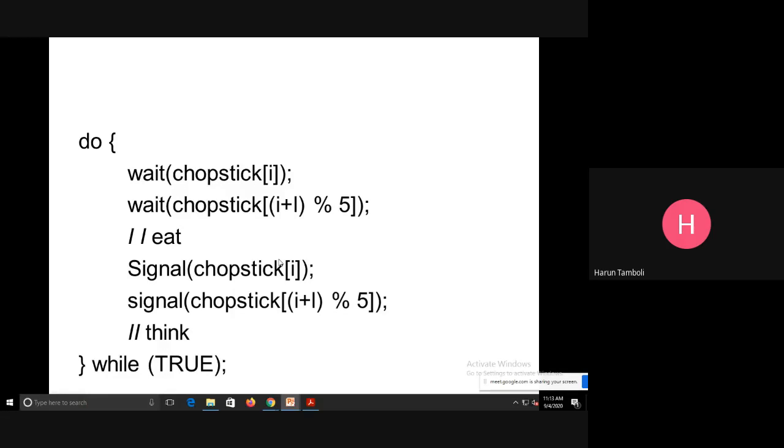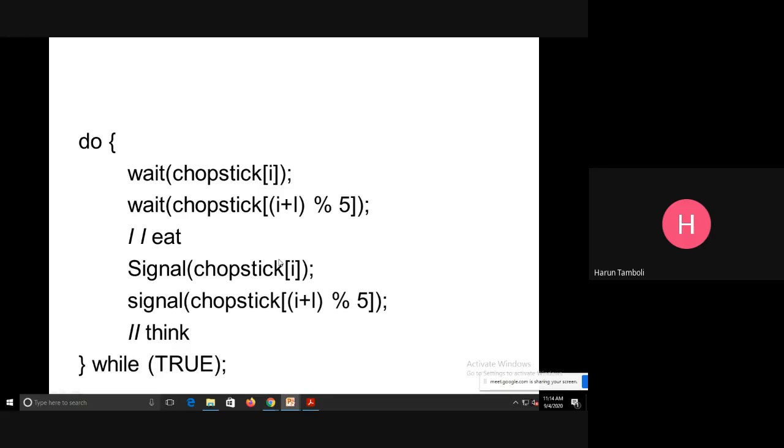Okay, so in your book only this much code is provided. Perform the wait operation on chopstick I. Suppose the value of I is 1, so on chopstick 1 perform the wait operation. Then perform the wait operation on I plus 1, that is chopstick 2, with mod 5, because we are considering 5 chopsticks. If both operations are performed, the philosopher can eat.